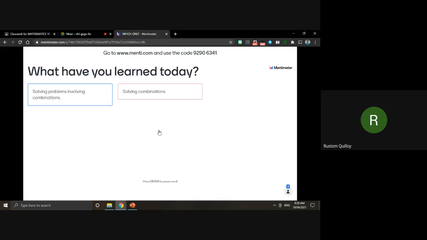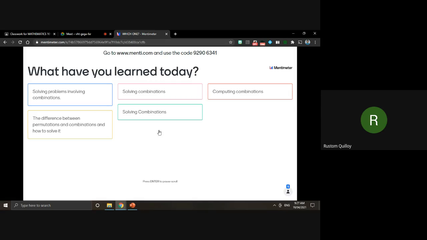Okay, so sabi dito, solving problems involving combinations. Solving combinations. How about the others? What have you learned today? Computing combinations. The difference between permutations and combinations and how to solve it. How about the others? Huwag mahiya, hindi ko naman malalaman kung sino yan eh. Kung sino ang nag-type. Anonymous. Solving combinations.